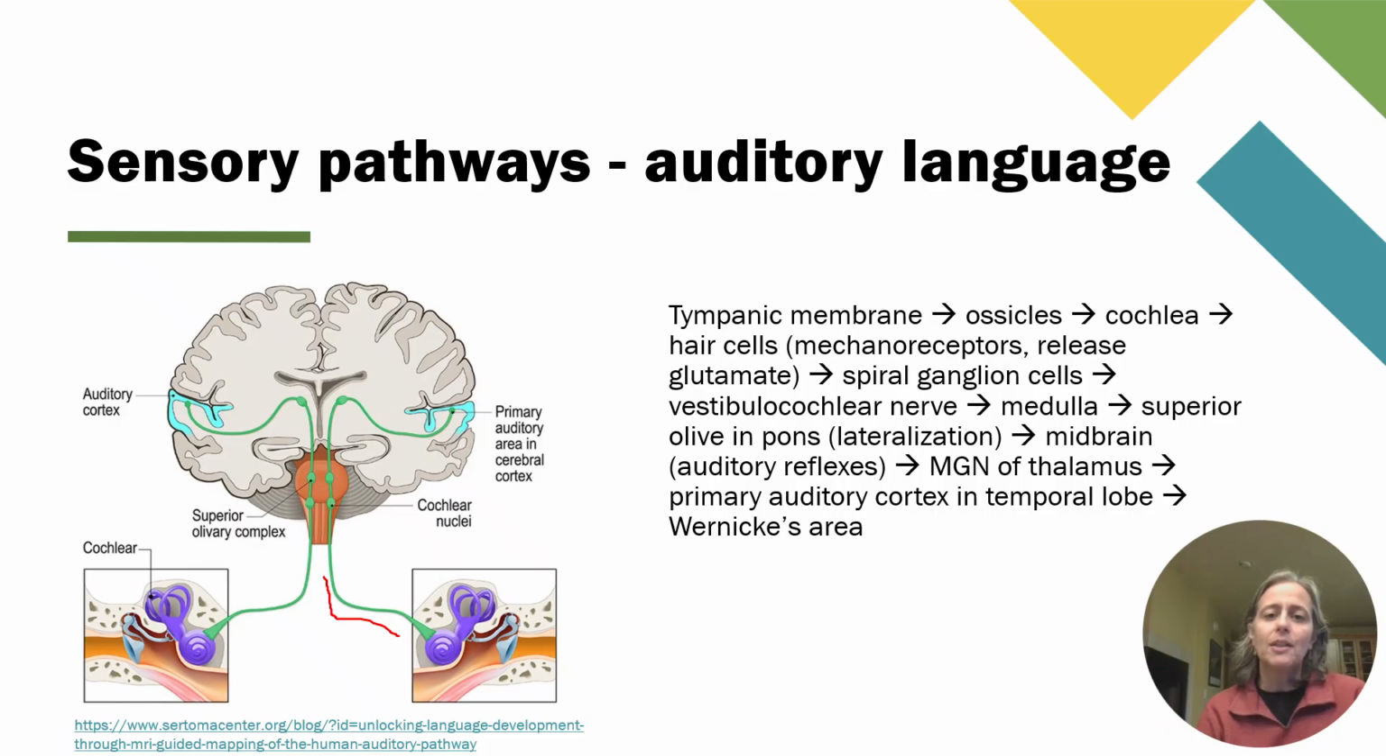And then it's going to go up to the medial geniculate nucleus of the thalamus, right? That triage center for sensory stimuli. And then it will go to the primary auditory cortex, which you can see is out here in the temporal lobe. So we have that primary auditory area in the temporal lobe of the cerebral cortex. And from there, then, if it is language that we are hearing, it's going to go to Wernicke's area. And Wernicke's area is going to allow us to understand and comprehend and kind of decode that language into meaning.